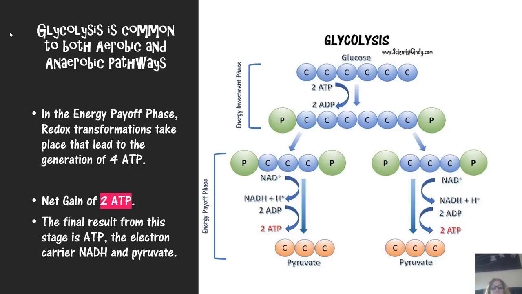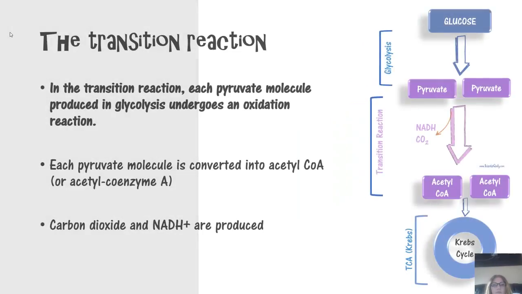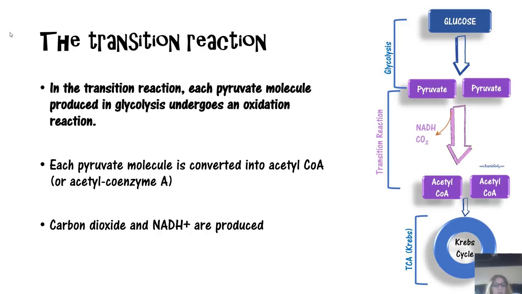So after G3P, we enter what's called the energy payoff phase of glycolysis. This is where we end up getting paid back with interest. In the energy payoff phase, redox transformations take place that lead to the generation of 4 ATP. So we end up with a net gain of 2 ATP. The final result from this stage is we gain 2 ATP, and we also gain 2 of the electron carrier NADH, and we also end up with 2 pyruvate molecules from our glucose molecule. So we ended up making our money back and more.